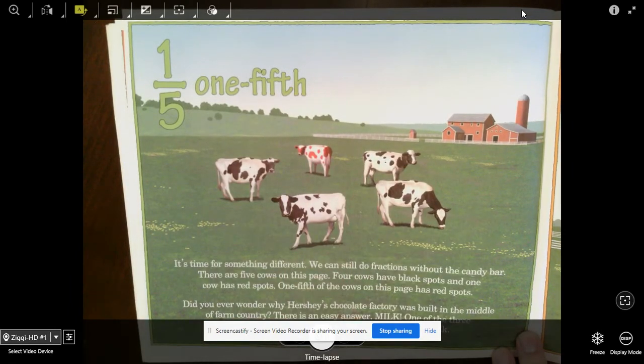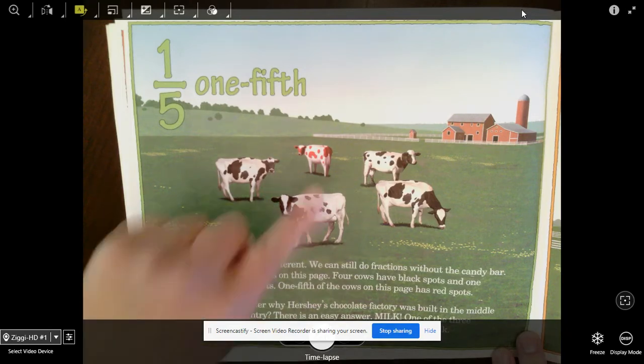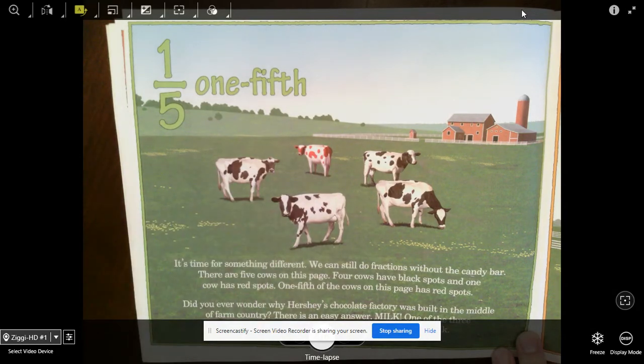4 cows have black spots and 1 cow has red spots. 1/5 of the cows on this page has red spots. Did you ever wonder why Hershey's chocolate factory was built in the middle of a farm country? There is an easy answer. Milk. One of the 3 main ingredients used in making milk chocolate is milk.